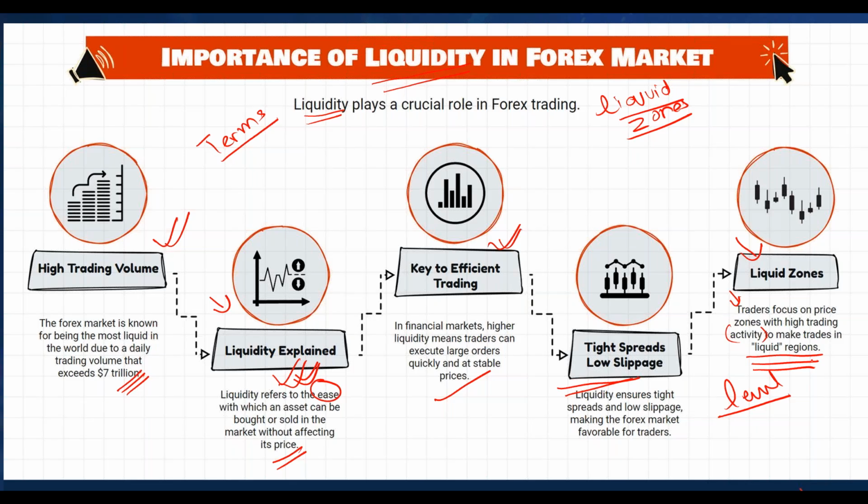Now there are many words for this, many synonyms, like liquid, liquid zones, or region, or in an easy term, liquidity. There are many words, but they serve the same purpose. So now let me explain in one line that high trading volume is one of the characteristics of the forex market.